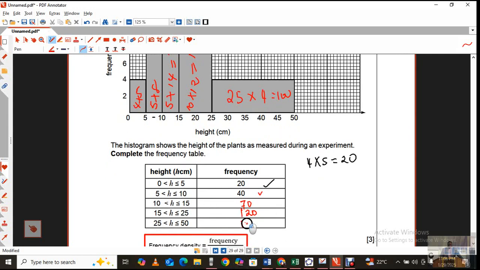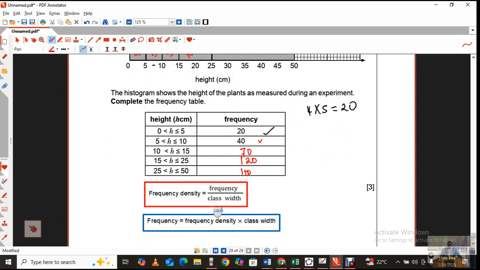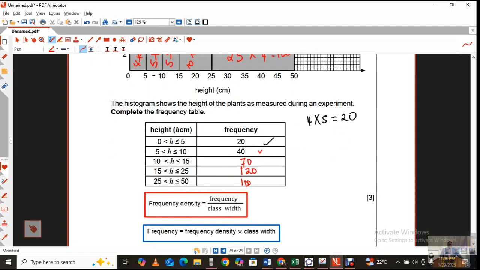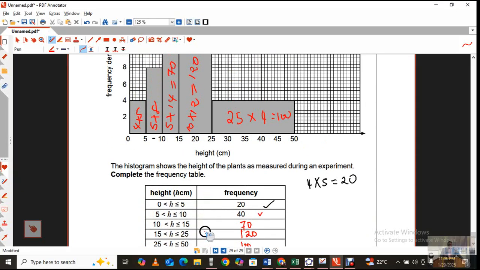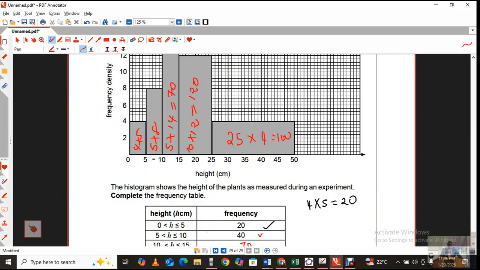Now, what if you did not use your table? Okay, if you know the frequency density formula, frequency density is equal to frequency divided by the class width. So you cross multiply to find the frequency alone: it's the class width times the frequency density. So if I have to find the frequency density, I'll write it from the diagram. For the frequency density for this class here, from the diagram I see, I'll write FD for frequency density.